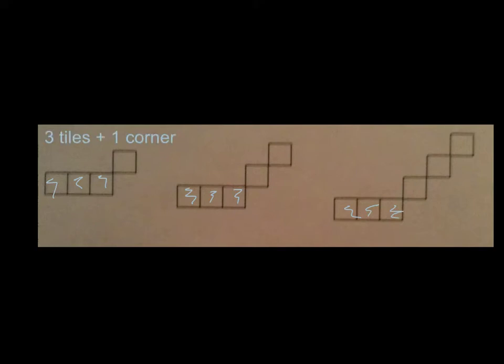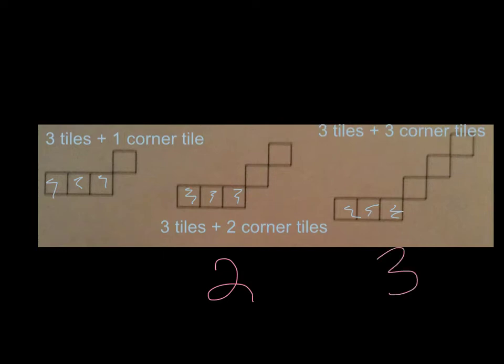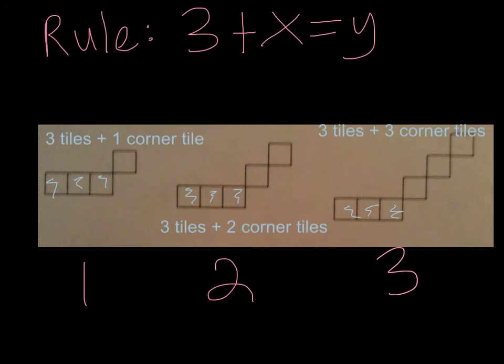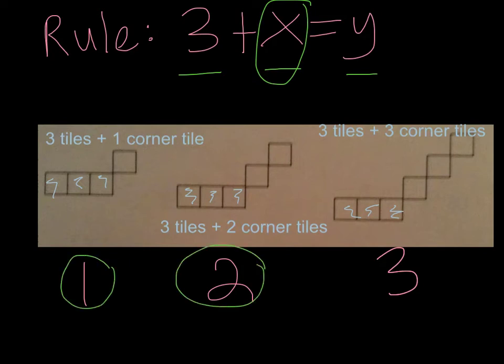In the first mosaic, you have 3 tiles plus 1 corner tile. In mosaic 2, you have 3 tiles plus 2 corner tiles. In mosaic 3, you have 3 tiles plus 3 corner tiles. So your rule is 3 plus x equals y, where x is your input. What are you putting in? In the first mosaic, you're putting in 1 corner. Mosaic 2, you're putting in 2 corners. Mosaic 3, you're putting in 3 corner tiles, and then your y is your outcome. How many pieces are there total?